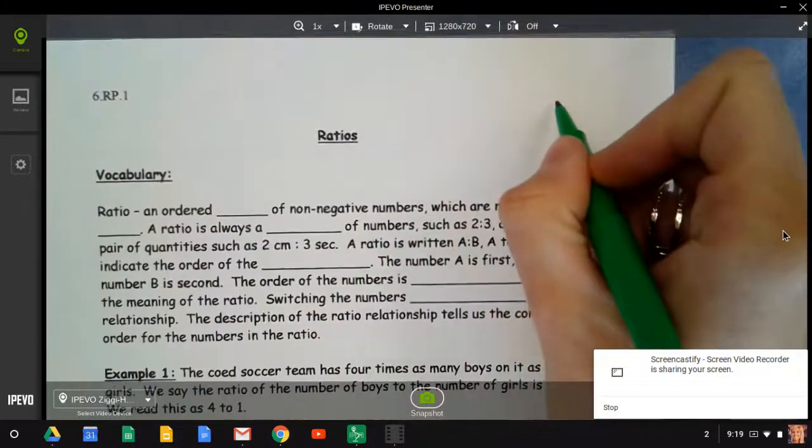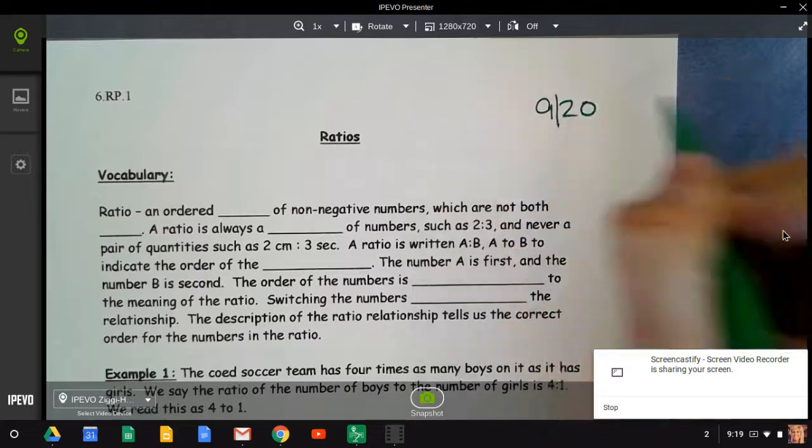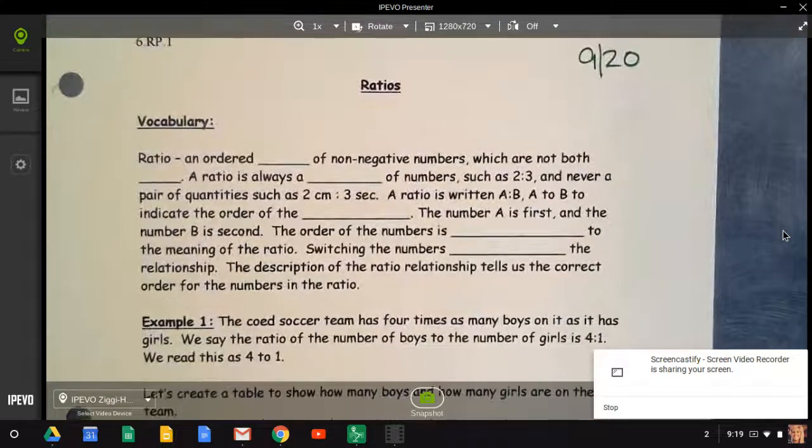So today you are watching another video on ratios, and we're going to start talking about how ratios are equivalent and how we build them to be equal. So let's go over some vocabulary first.